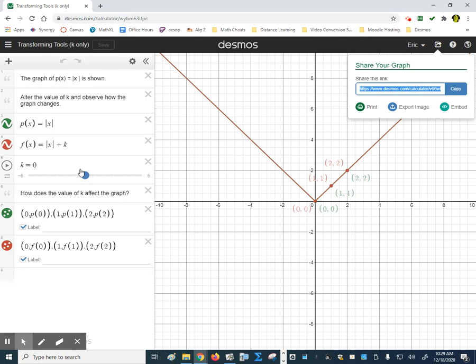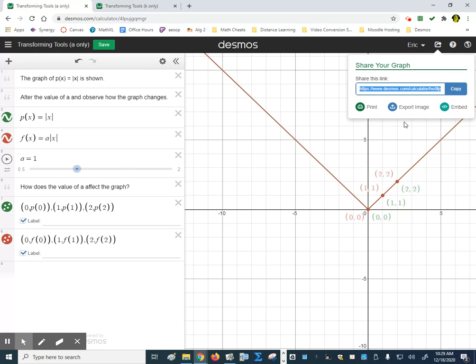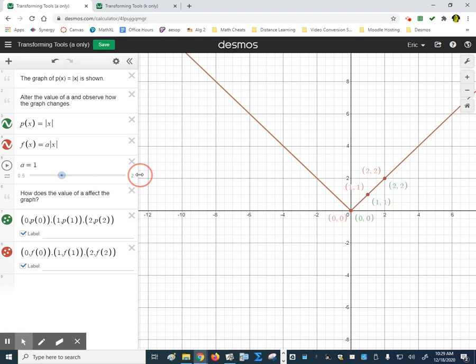So here was our k, right? If we're adding a value to the function, doesn't that just mean that the output values, the y values, are changing by the amount that we add? We just talked about that, right? So if I add 1, it goes up by 1, add 2, add 3, it just goes up. If I subtract, add negatives, it goes down, okay? What about a? Okay, look what a does here.